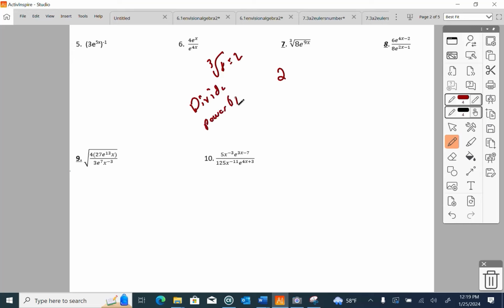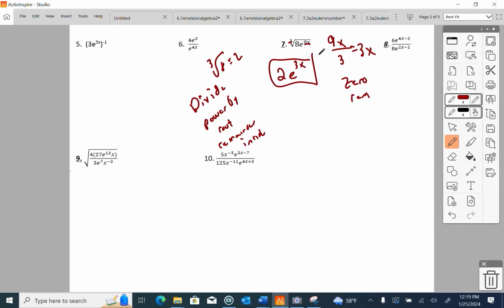power by the root. And the remainder stays inside, if there is one. So I'm looking at this 9x, and there's that 3. I take 9x, I divide it by 3, and I get 3x, 0 remainder. So all that's outside is e to the 3x. The x is probably bothering you, but don't be. Just follow the rules on exponents.